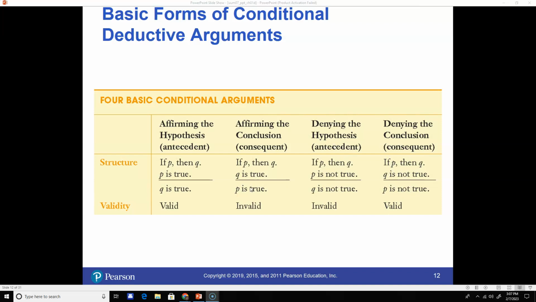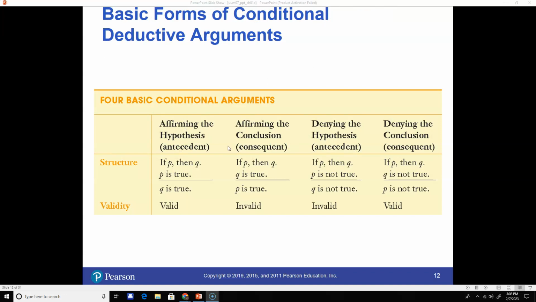So if you have something false, you can imply something that's not true. And then the other two examples, if P is not true and Q is true, that's not a valid conclusion. And then if P is not true and it's implying Q is not true, again, this is not a valid conditional argument as well. So the main one here is the affirming the hypothesis, but denying the conclusion is also valid, but not necessarily sound.